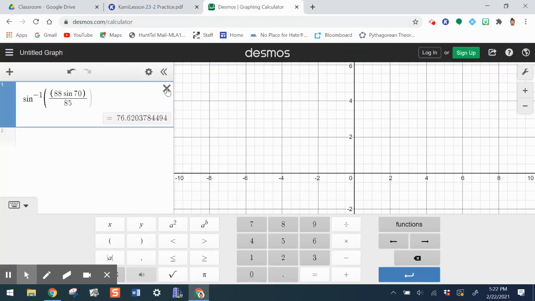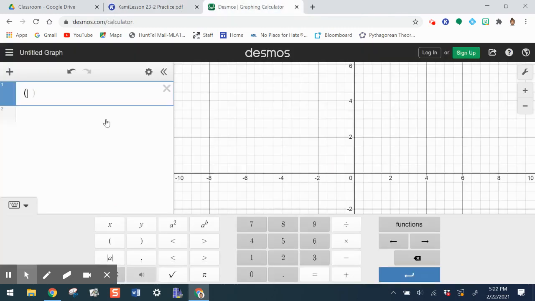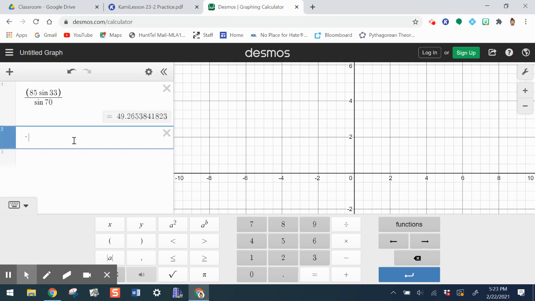So I do want to make this point right here. Since we're not finding an angle measure, we are not going to use the inverse trig function. So we're just going to use these trig functions as they are. So we'll use parentheses, 85 times the sine of 33. We'll start with that one, divided by the sine of 70. And we'll find the other value, 85 times the sine of 7 degrees divided by the sine of 70.